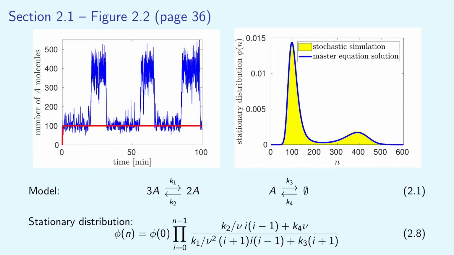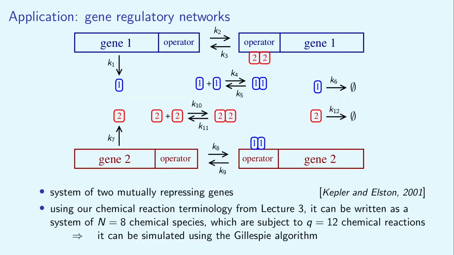Having explained the simple illustrative chemical system 2.1, I will conclude my lecture 4 with a slightly more complicated biological model. This example is a system of two mutually repressing genes, which is discussed in more detail in the paper by Kepler and Elston, reference at the end of section 2.1. I have drawn it here as a schematic with some nice colors because I want to explain some biology which is behind this example. A gene is a region of DNA that encodes function.